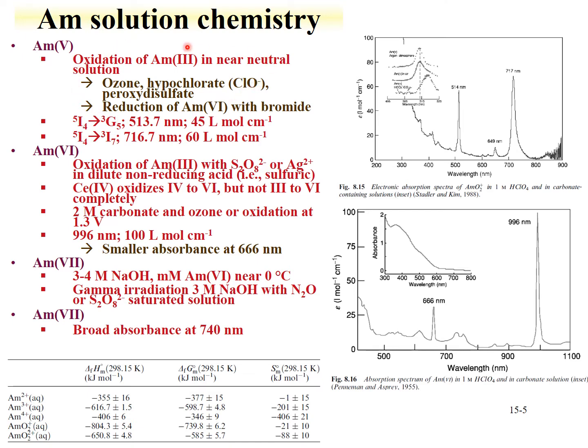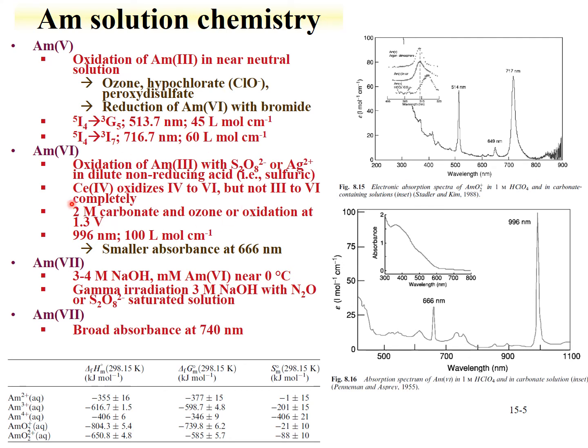Other oxidation states of americium can be achieved. Americium-5 forms if you oxidize the americium-3 in near neutral solution. Ozone, perchlorate, peroxide, and disulfate are suitable oxidizing agents. UV-visible spectroscopy gives two peaks, one near 515 and the other near 715, with reasonable molar absorptivities, so the speciation of the americium-5 can be identified through the spectroscopy. Americium-6 can also be achieved.